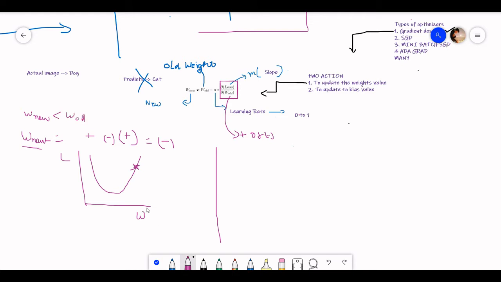It means our weight will go this side. So it directly means our weight is decreasing and it will reach there. It is known as the global minima point. At the global minima point, our loss will become a very low value. We can say our loss will become zero in that case.